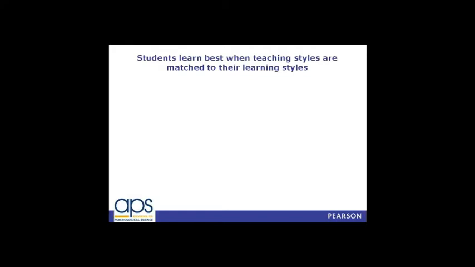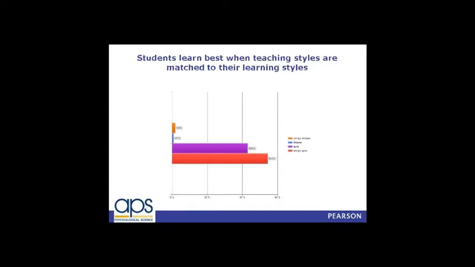Students learn best when teaching styles are matched to their learning styles, and this is one of the ones where we found the strongest results on the agree side. Over 90%, almost all the respondents agree that they learn best when the teaching styles are matched to their learning styles, for example, being a visual versus an auditory versus a kinesthetic learner.